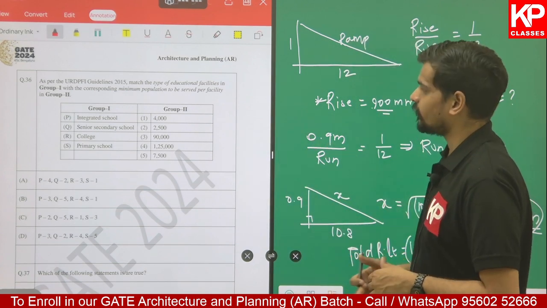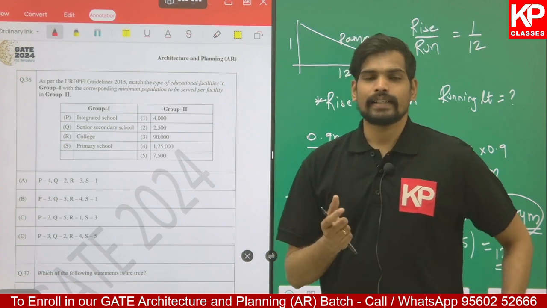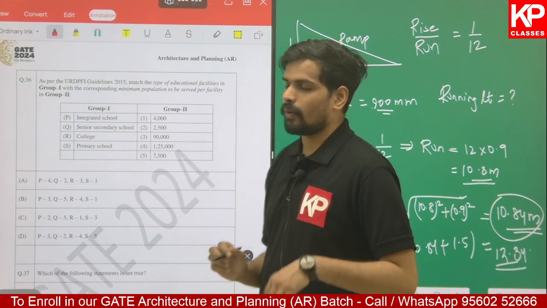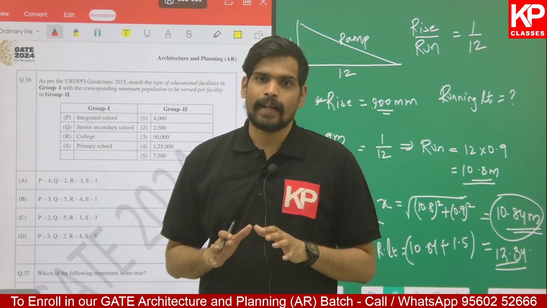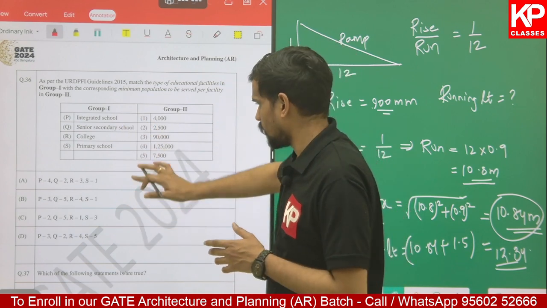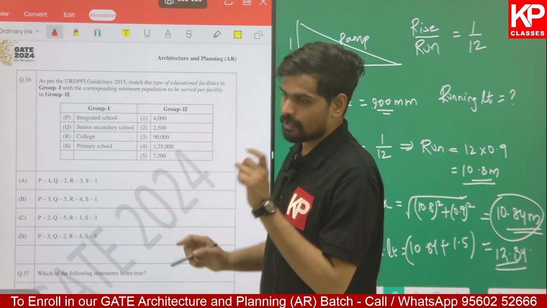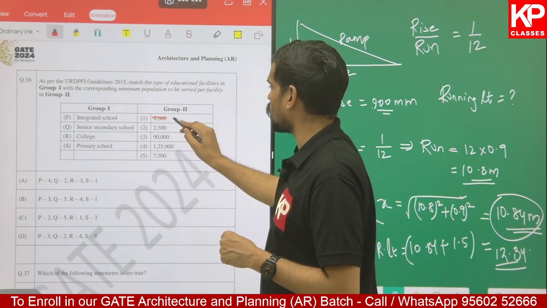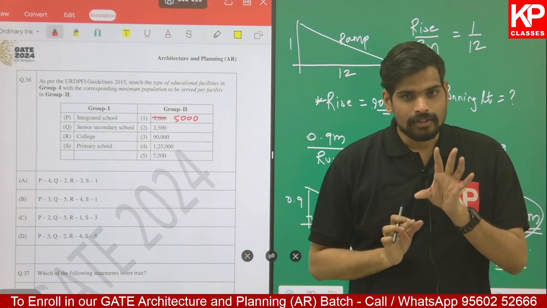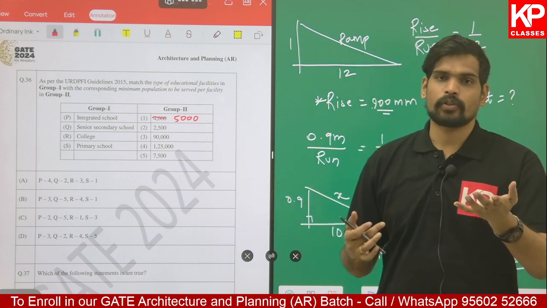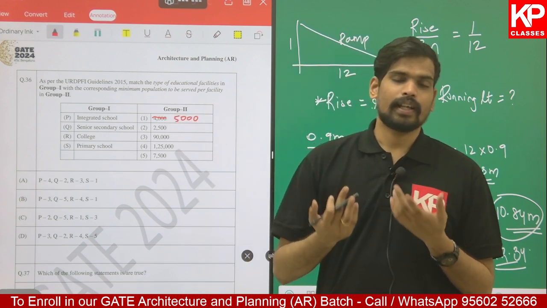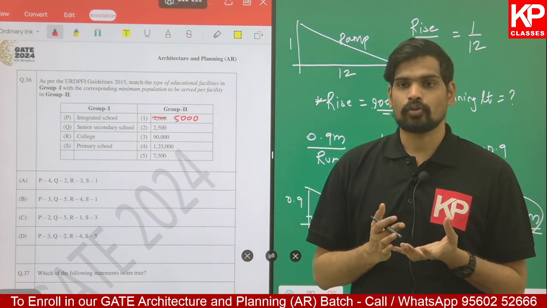Integrated school, they have given various types of school. Even if you don't know the exact standard, you can try to arrange them in the form of hierarchy and see which option suits. Primary school obviously will be the lowest level of hierarchy in schools, which will serve the smallest population, at least from these given options. For primary school, as per the URDPFI guidelines, the standard should be 5000, not 4000. So that's an error in the question paper, but I don't think they will award marks to all just because of this error. However, students can try contesting it, claiming that there is an error in the question. But again, it is up to them to consider it for marks to all or not.